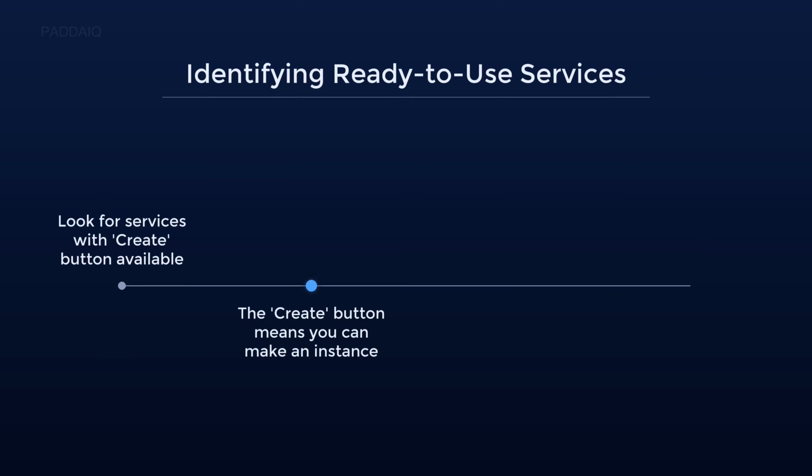The Create button means you can make an instance. This means you can set up a ready-to-use service for your application, like creating a database. For example, clicking Create on SAP HANA Cloud provisions a new database for your project. This action instantly gives you a functional resource to build upon. Some services might show subscribe instead.